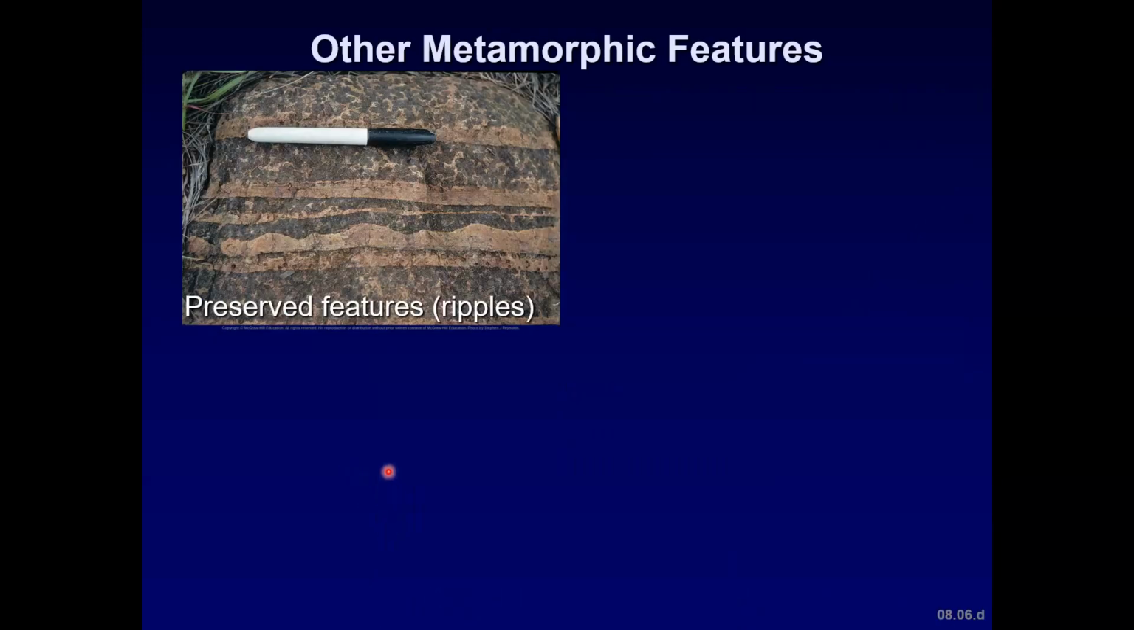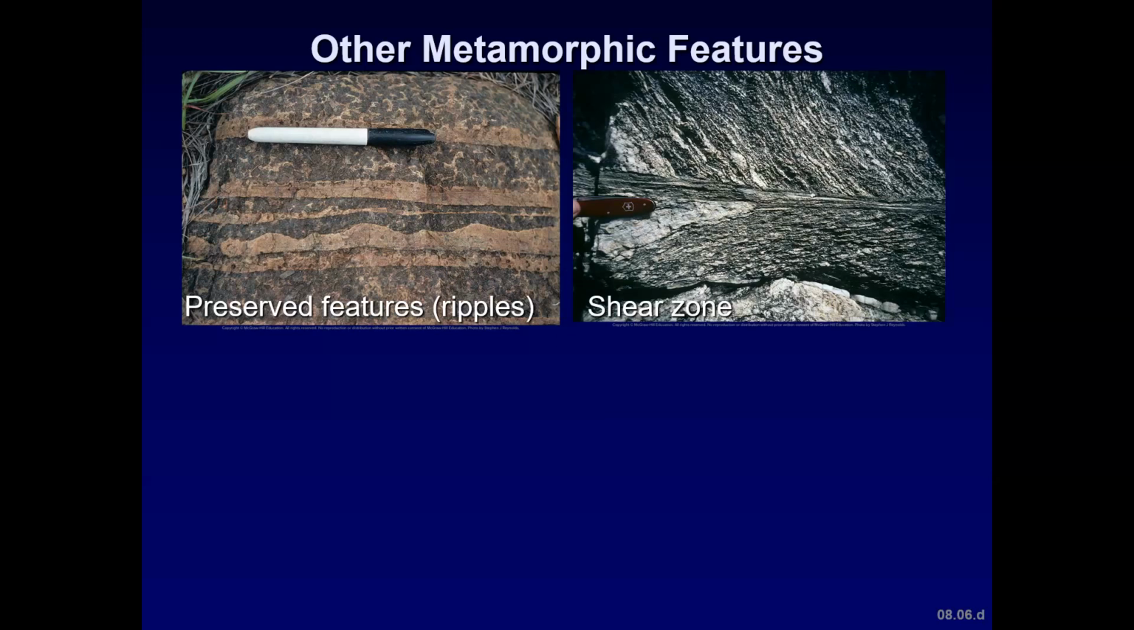Other metamorphic features can include preserved features such as ripples. If the rock isn't too deformed, we can still see pre-existing features, like from a sedimentary rock. You can have a shear zone. Those are zones within which rocks are more sheared than rocks outside the zone. So there's a lot that happens here. Within the shear zone itself, it's going to be different than the surrounding rocks.